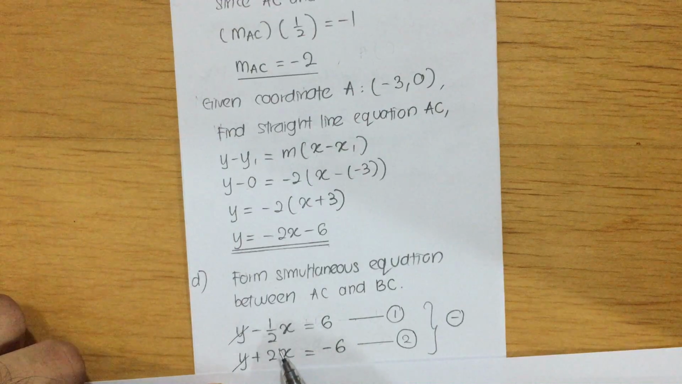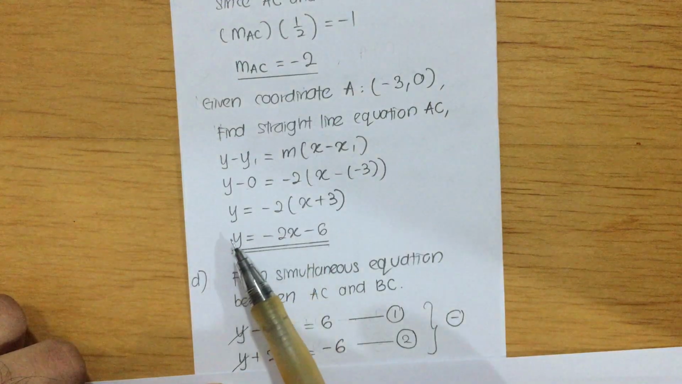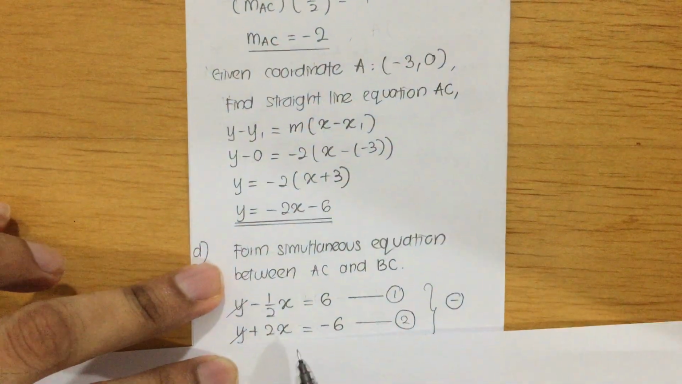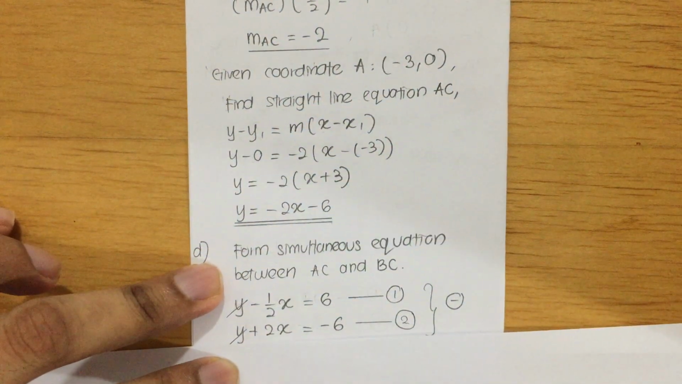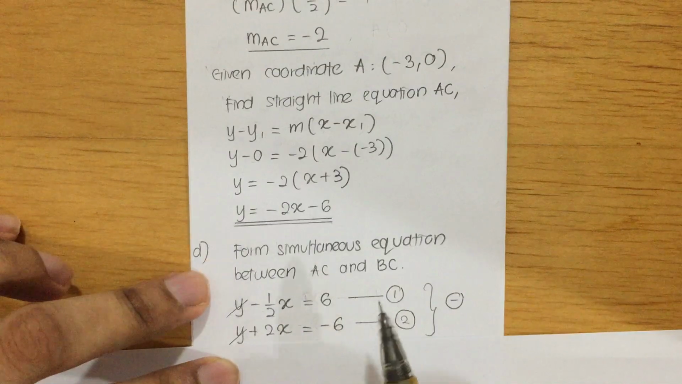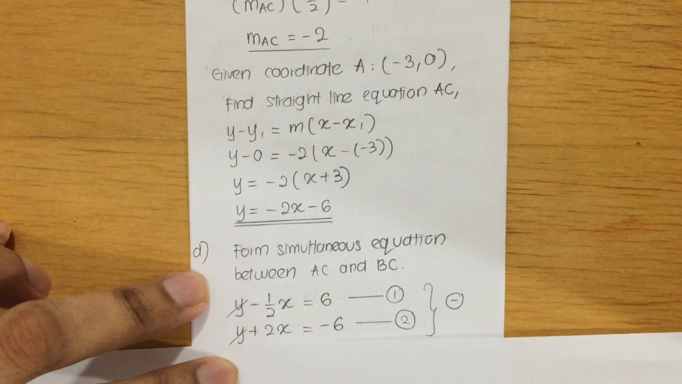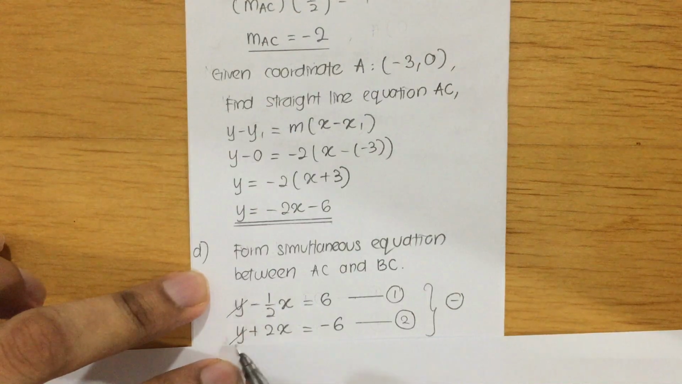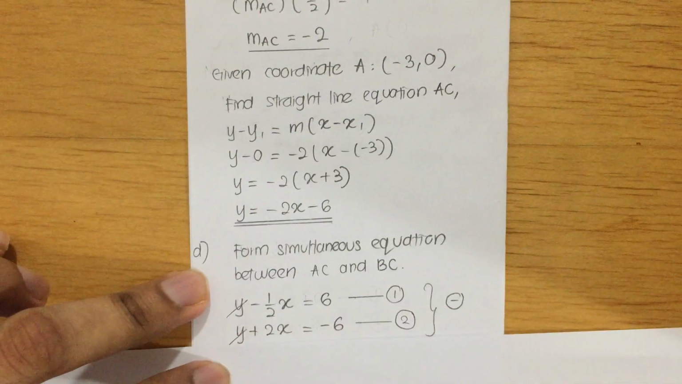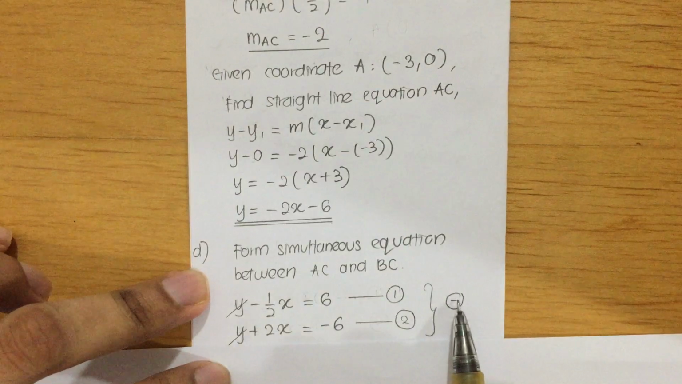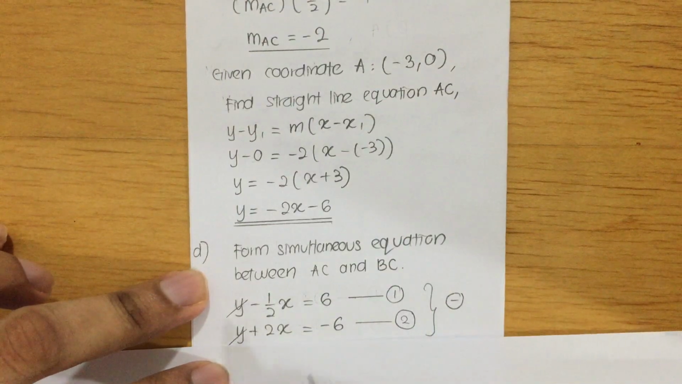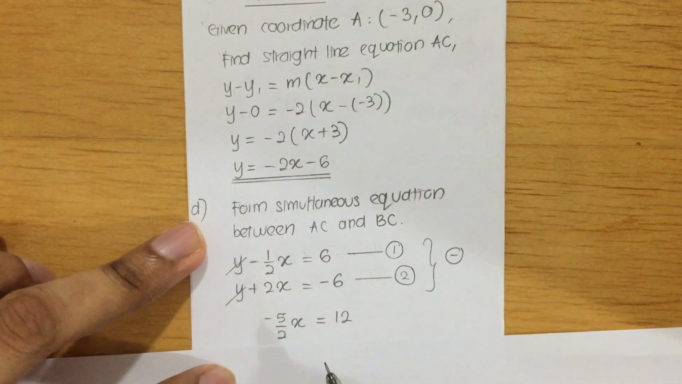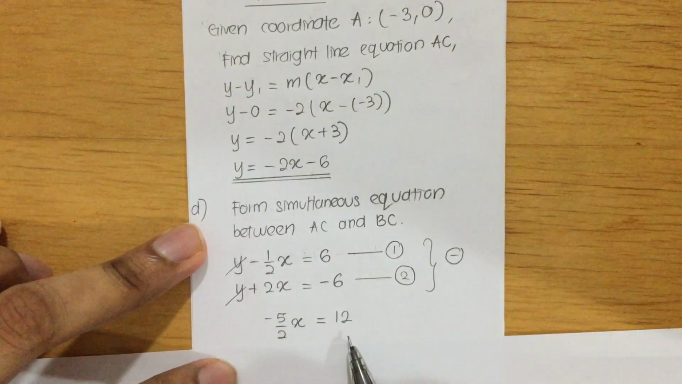So we bring this negative 2x to the left hand side, so we get y plus 2x equals to negative 6. So this is your second equation. From here we will conduct the elimination method to solve this simultaneous equation. So we can choose to eliminate y, since it's easier for us to solve, by minus equation 1 with equation 2. From here we get negative 5 over 2x equals to 12.